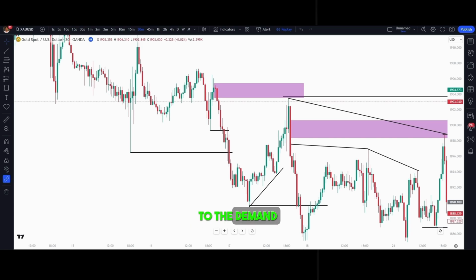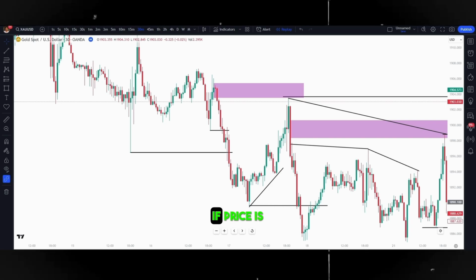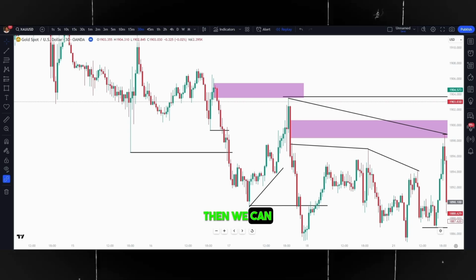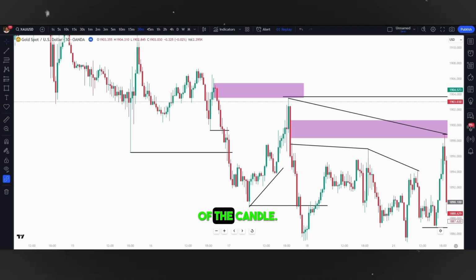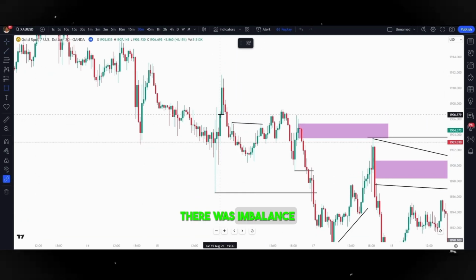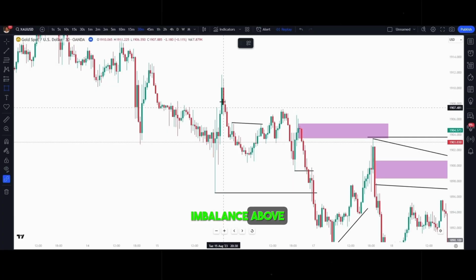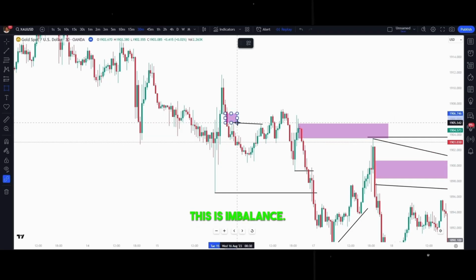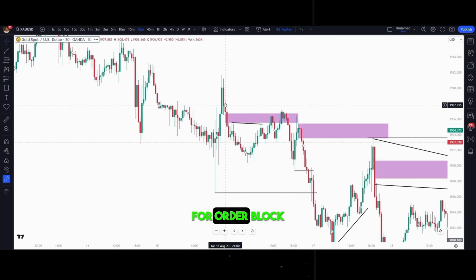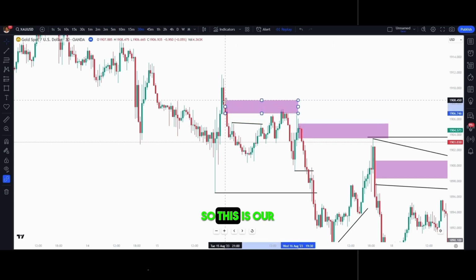Price only returns to the demand zone because there is an imbalance over there and there is also an order block. So we can enter at that order block, and the direction is, if price is making higher highs and higher lows, then we can look for an order block which is at the origin of the candle. Same thing over here. We know that this is liquidity. There was an imbalance over here because there is no imbalance above the structure. This is the imbalance, so we can look for an order block which is above the imbalance. So this is our order block.